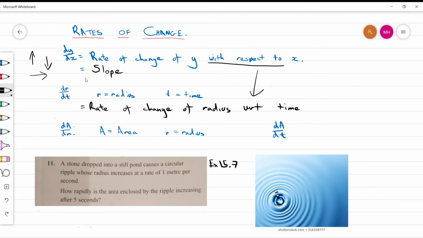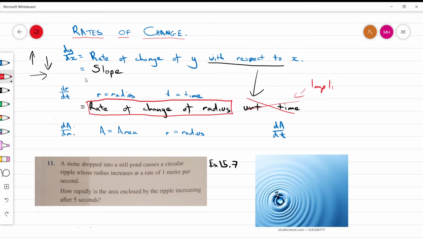Now, just an important thing here. A lot of times you'll just see this: find the rate of change of the radius. The "with respect to time" bit is implied. So that is not given in the question. This is not given, so that is implied. And that's important, so they're kind of hidden in the questions.